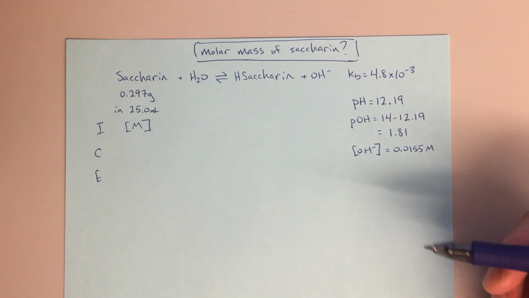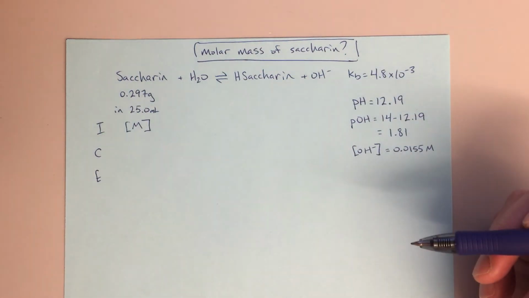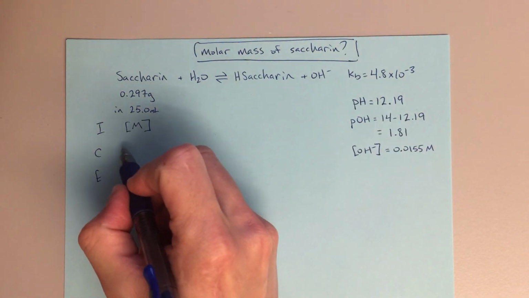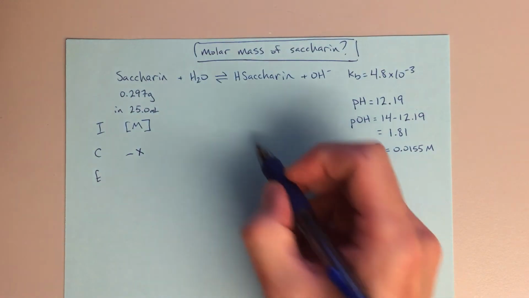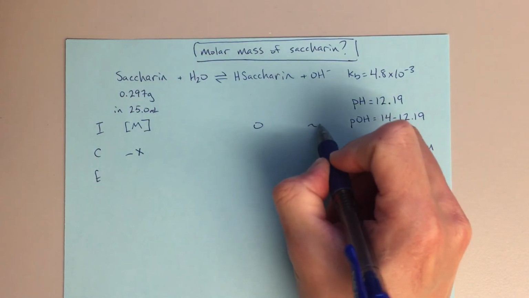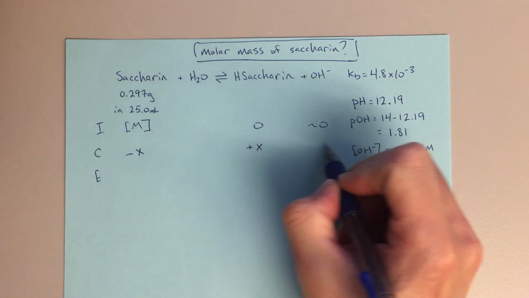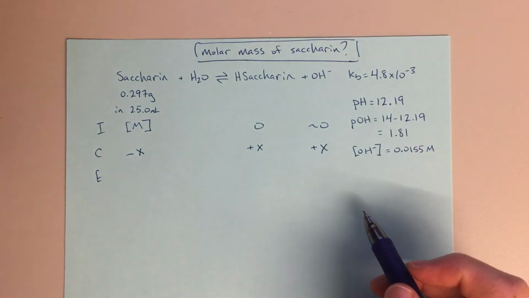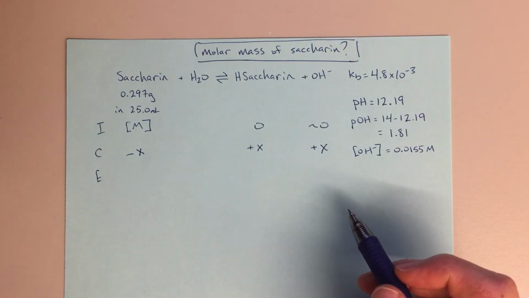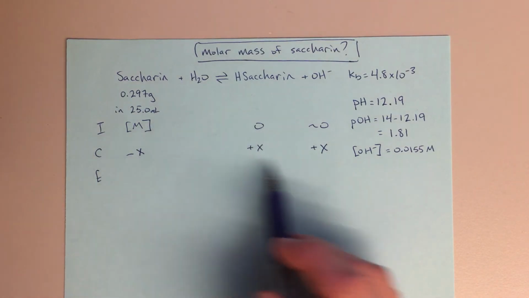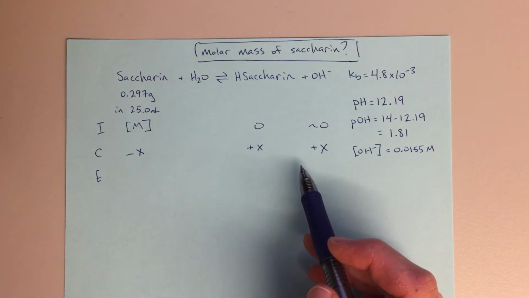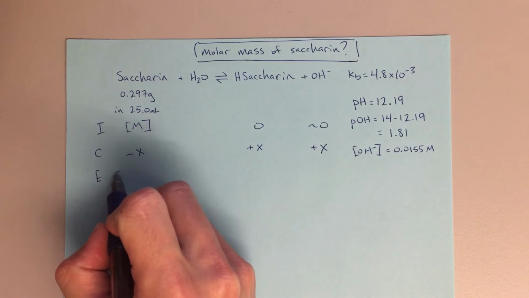To do that, I can utilize this information over here with the Kb and an ice table. So I'm actually going to write out the ice table. Again, a lot of us are taking shortcuts and not writing out this ice table, and you really need to. The more you practice this, the more deliberate and organized you are, the better shape you're going to be in as we move forward.